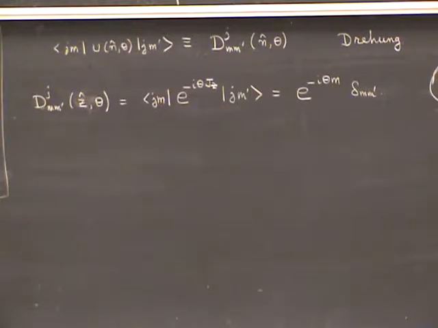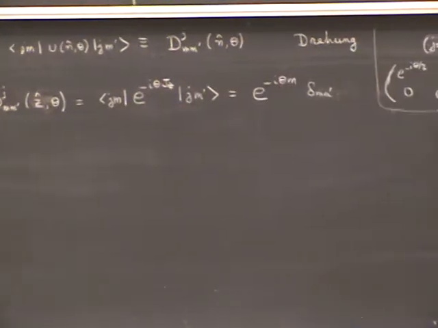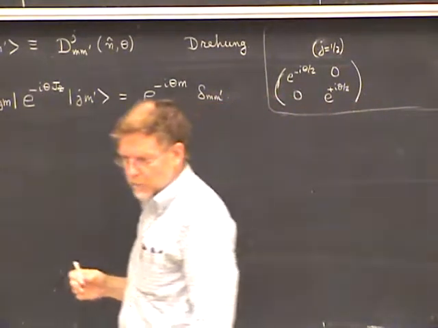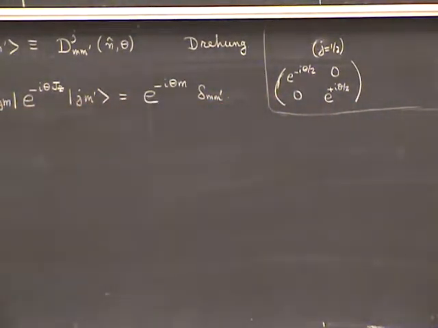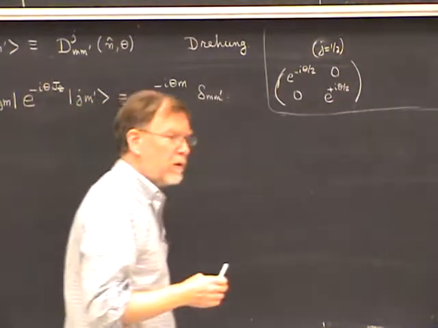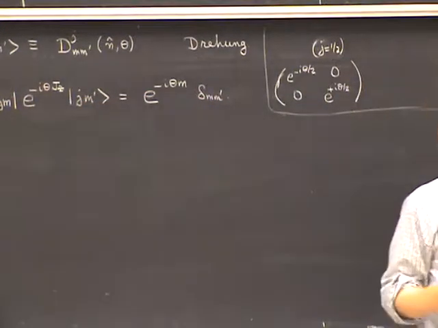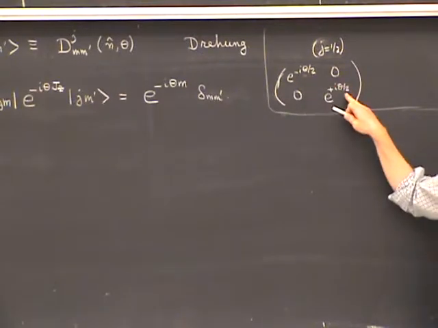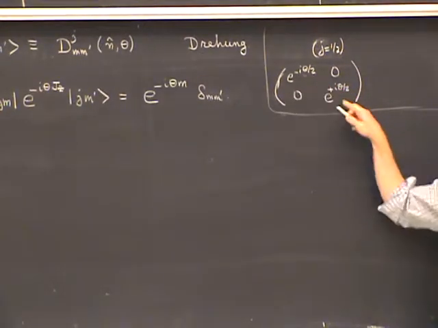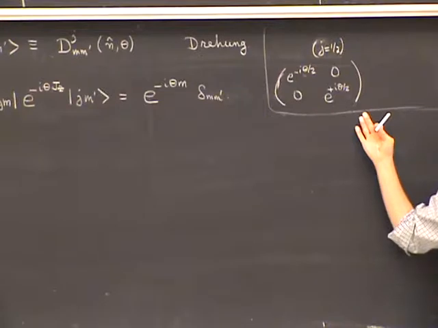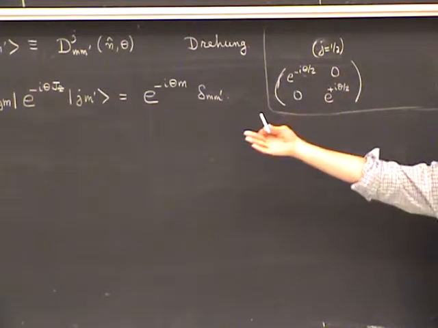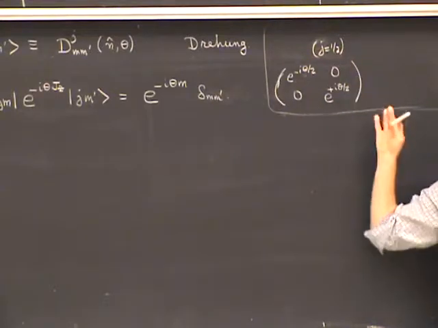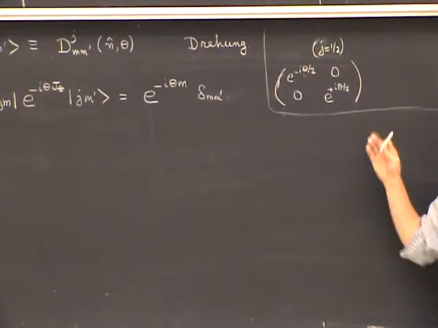I hope you recall that when we were talking about spin 1/2 rotations, we encountered the fact that if you rotate an electron by 360 degrees, it doesn't return to itself, but acquires a phase change of minus 1. And that's because when theta is equal to 2 pi, each of these factors in the diagonal becomes minus 1. Well, this is just the case of a rotation about the z-axis, but it's actually true for rotating about any axis. You get minus 1 if the angle is 2 pi.